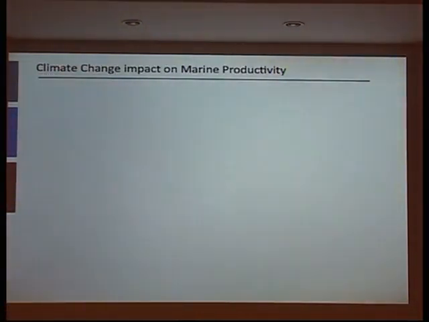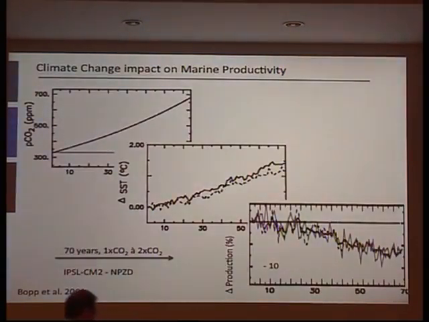Now I turn to climate change impact on marine productivity. So the first kind of results that were obtained on that topic were using very simple models. That's the one I was mentioning in the beginning, a geochemical model, only export production, and in very idealized scenarios. So you have pCO2 here increasing from maybe 350 to almost 700 in 70 years, 1% per year, and SST is responding, clear warming here of the surface ocean, and that's the delta production, so changes in NPP.